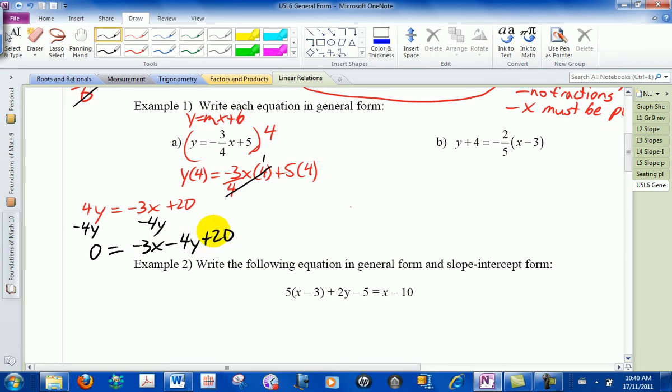Okay. But again, the problem is I have a negative 3x. So what I have to do is multiply everything by a negative 1. And that's a fancy way of saying all my signs have to change. So I'm going to get 0 equals positive 3x, positive 4y, minus 20. Now I'm in general form. No fractions, positive x value.